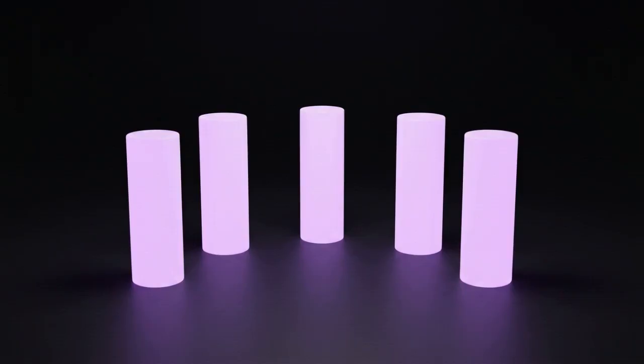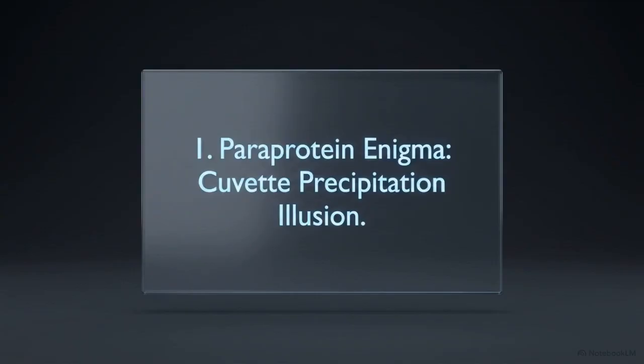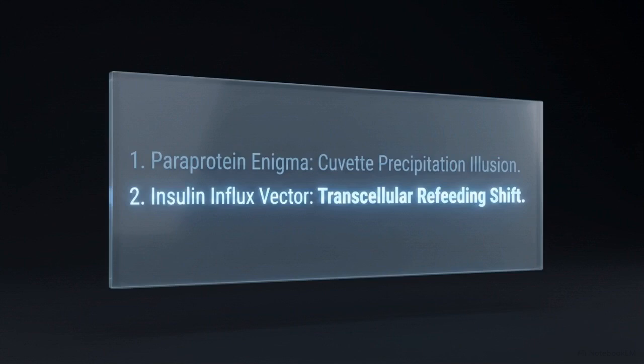Lock in the diagnostic axioms of human phosphate architecture. 1. The paraprotein enigma. Monoclonal immunoglobulins precipitate in acidic reagents, creating a false optical high. 2. The insulin and flux vector. Carbohydrates in a starved patient drive phosphate intracellularly, causing respiratory failure.